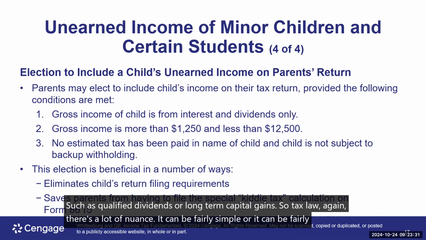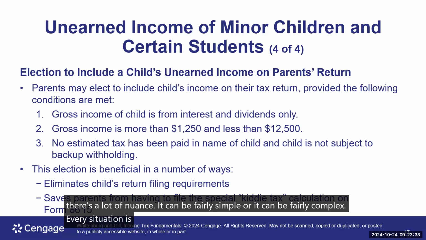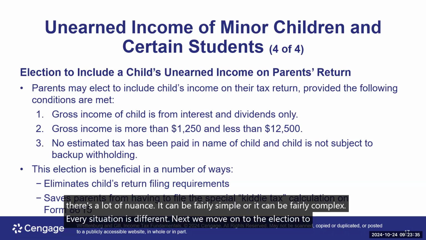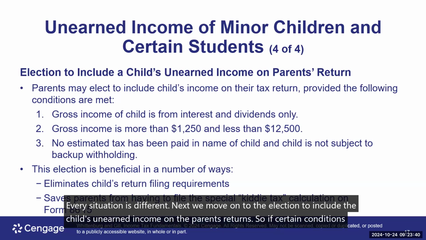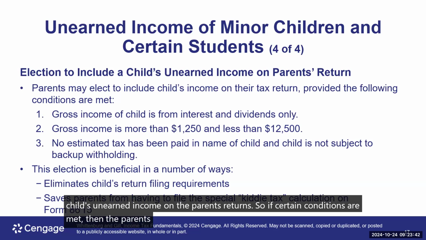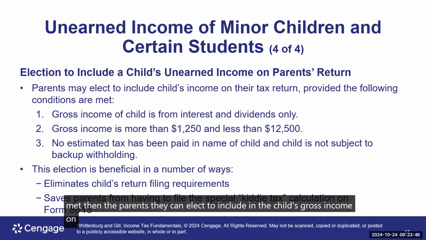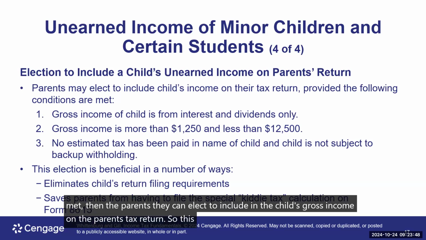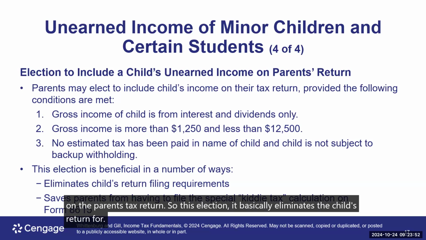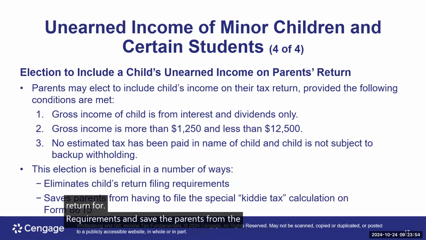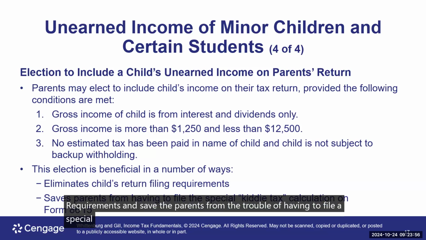Every situation is different. Next, we move on to the election to include the child's unearned income on the parent's returns. So if certain conditions are met, then the parents can elect to include the child's gross income on the parent's tax return. So this election basically eliminates the child's return filing requirements and saves the parents from the trouble of having to file a special calculation on Form 8615.